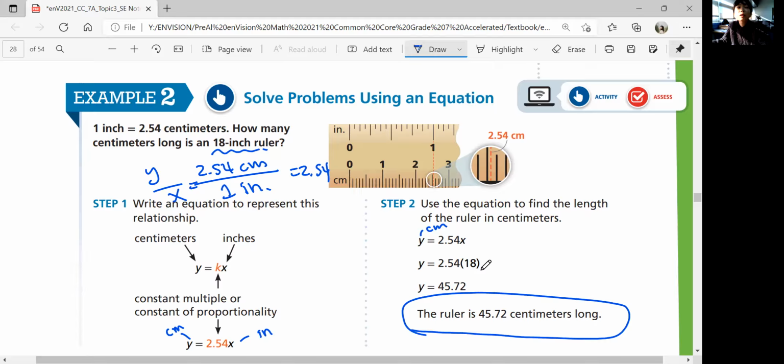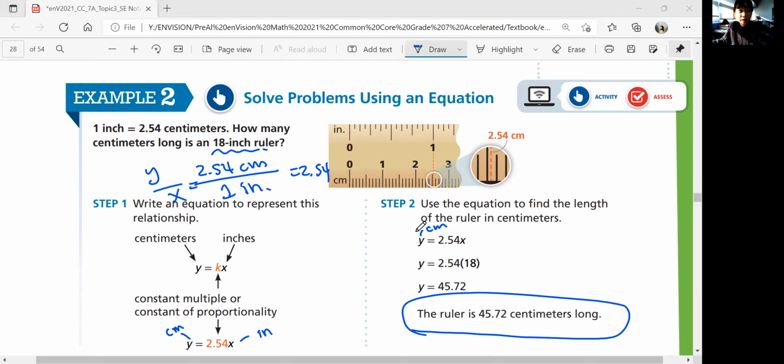Okay, so first we can write an equation using our constant of proportionality. Make sure you're mindful of what the variables are representing. Okay, if you switch the variables, if x is centimeters and y is inches, you will get a different constant of proportionality.